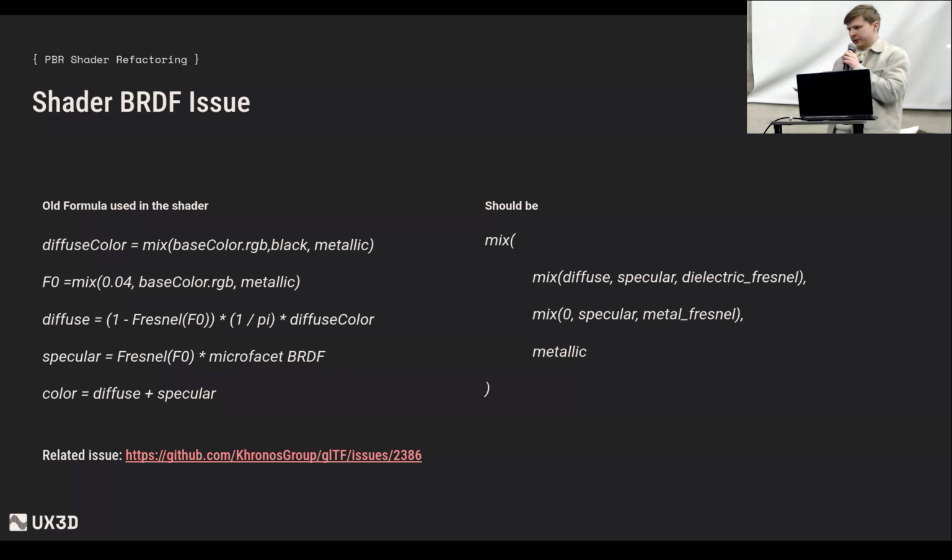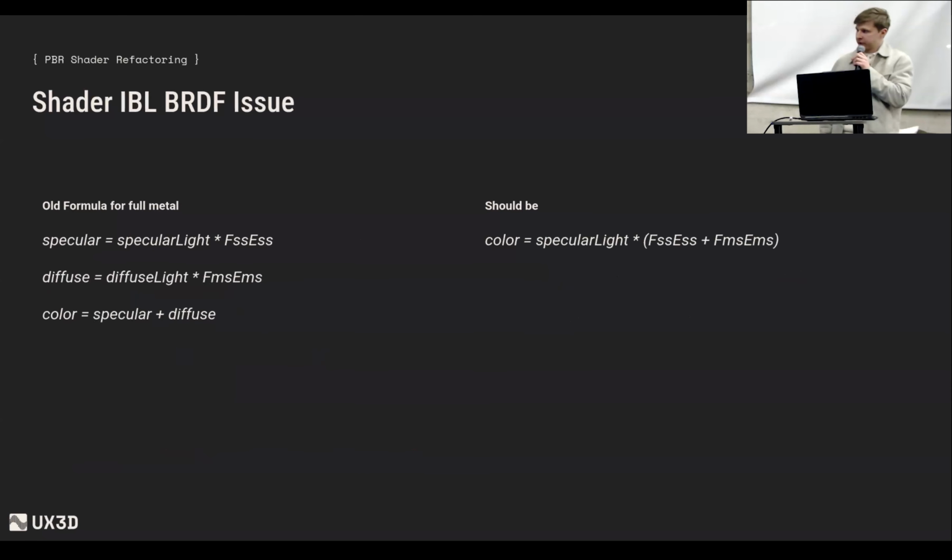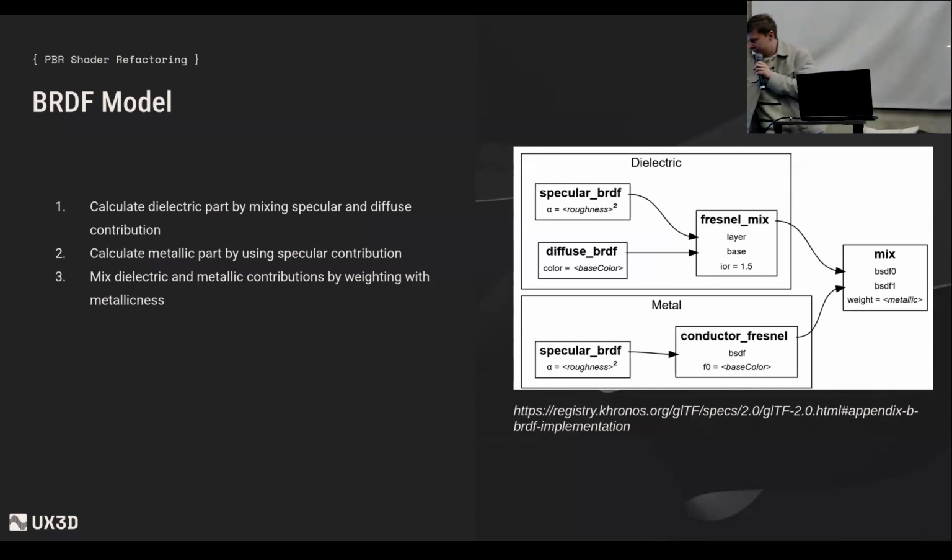And so now in the new shader, we cannot do the simplification anymore. We just do the workflow by how it is defined in the diagram, basically. There was also an issue in the IBL shader code. So this is basically the shader code if it would be a full metal material. And as you can see, in the old IBL shader code, there was a diffuse part, which is not correct. So here the input shouldn't be any contribution.